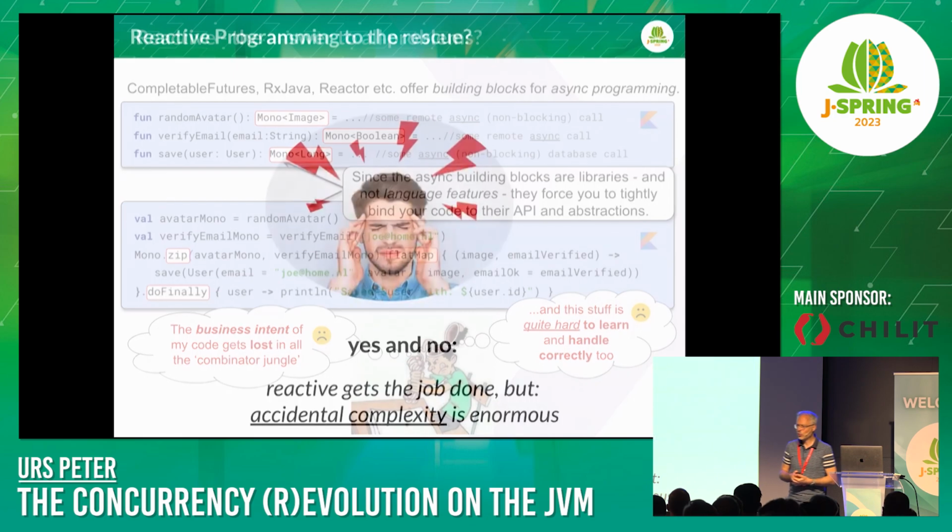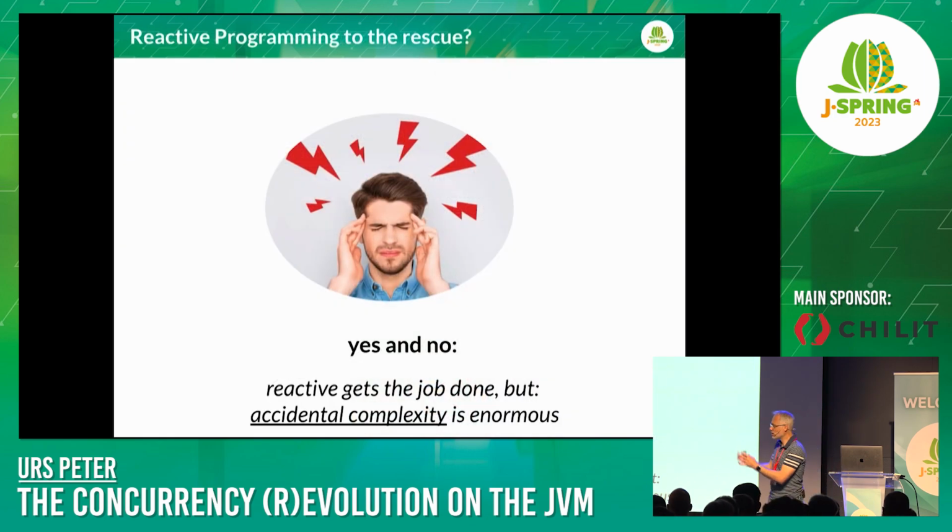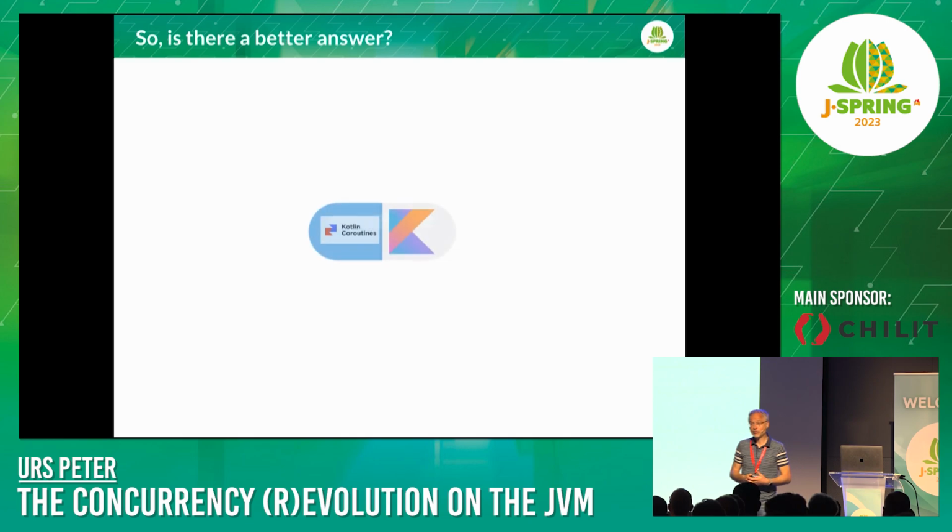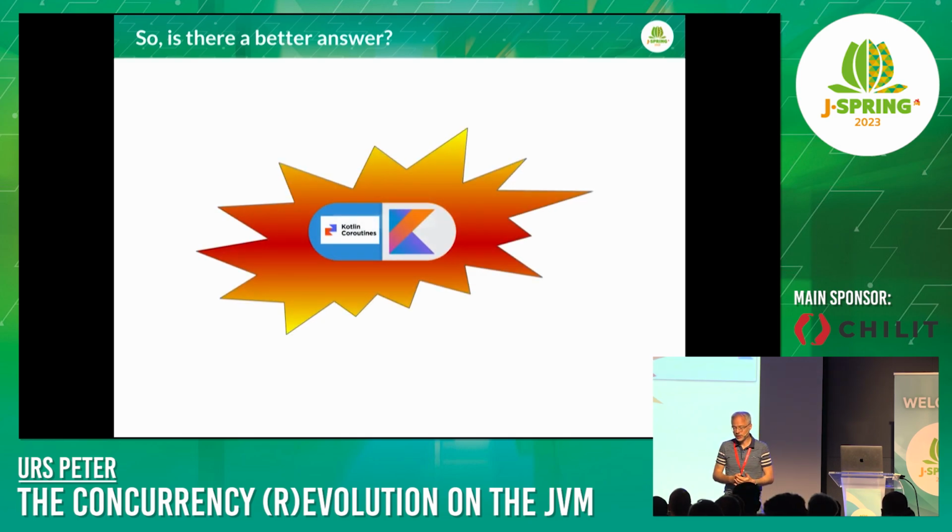Good luck. So we can say the reactive model solves the problem from a runtime perspective, but imposes a really large burden on our code base. So the accidental complexity, so to say, is really tremendously high. So is there a better answer? I would say yes. And this is where the coroutines come in.